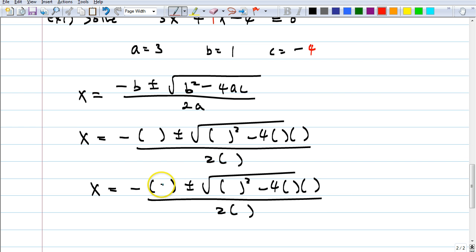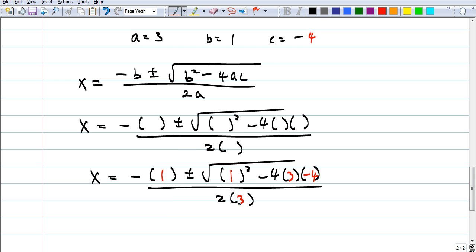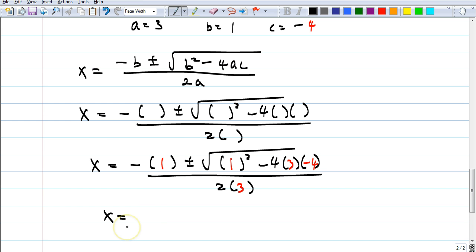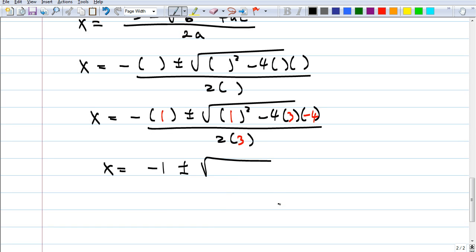Somebody tell me what goes into the first parentheses. Class, what do I plug in here? 1. What goes in here? 1. A, what's your A? What's your C? Negative 4. And then 3. Guys, use parentheses. Sometimes people make silly mistakes, class, because of the negative. Right? Okay, Justin, tell me what to write next. X equals? X equals negative 1 plus or minus. Good. Square root of? Square root of 1.